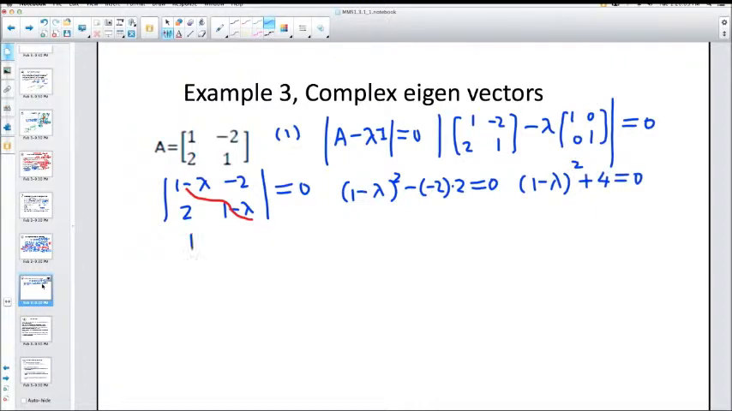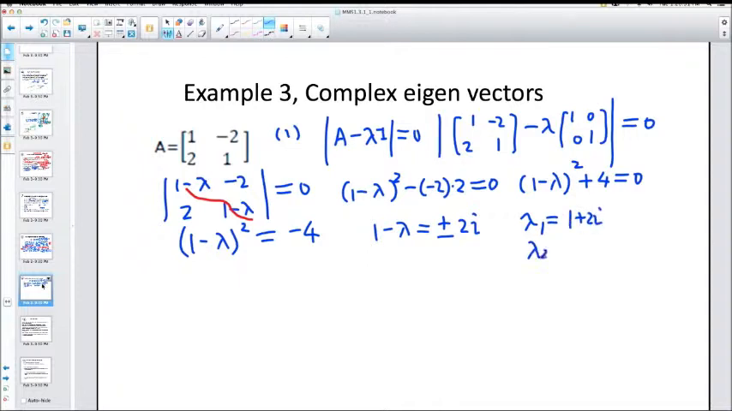Well, now how are you going to get this square equals -4? You know, no real number multiplied by itself equals a negative. So the conclusion is you're going to get an imaginary number. So you get 1 minus lambda equals positive or negative 2i. Then your lambda 1 equals 1 plus 2i, and lambda 2 equals 1 minus 2i.